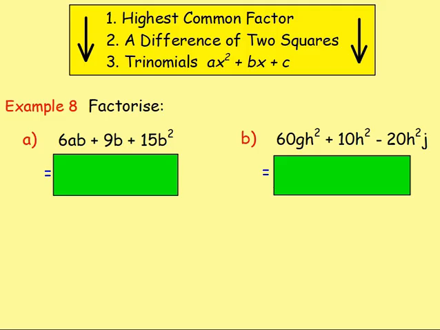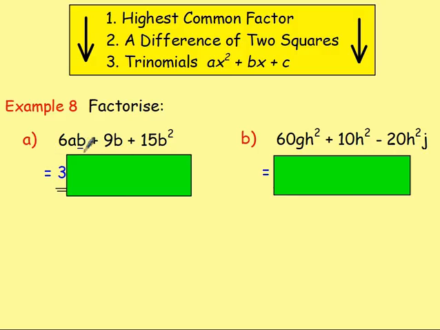Example 8, factorise 6ab add 9b add 15b squared. If you can do these ones, you can pretty much do any of them with the highest common factor. So number-wise, with 6, 9 and 15, what is the biggest times table they are all in? That's right, it is the 3 times table. So we've got 3.